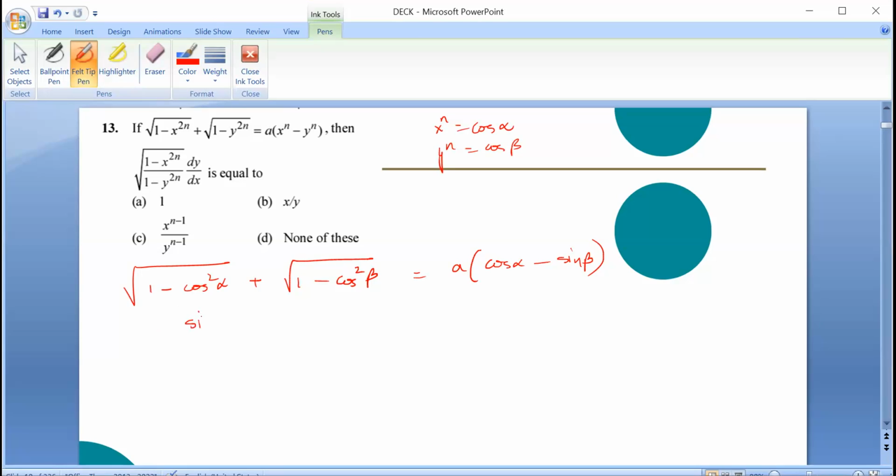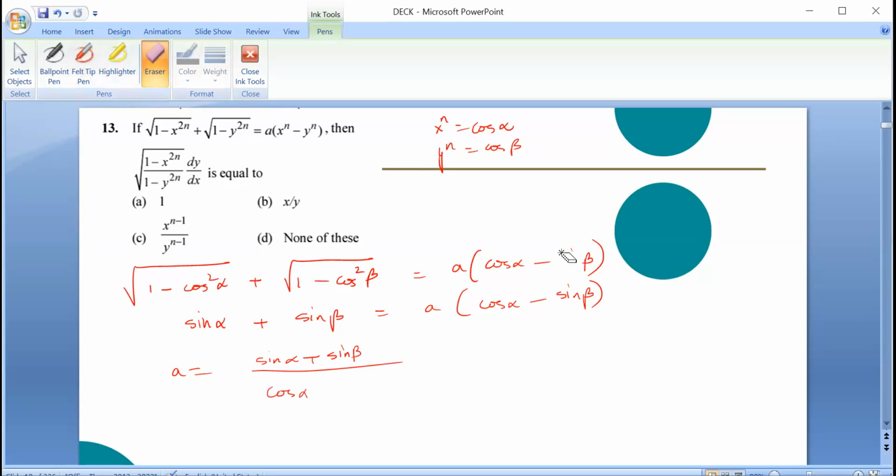Square root of sin square alpha is sin alpha. Square root of sin square beta is sin beta, equal to a into cos alpha minus cos beta. Now, a will be equal to sin of alpha plus sin of beta by cos of alpha minus cos of beta.